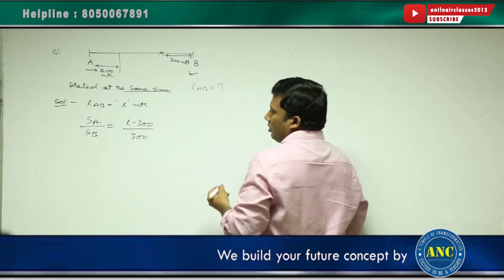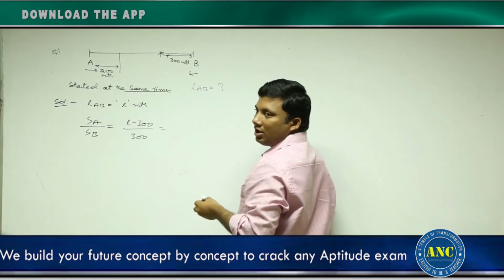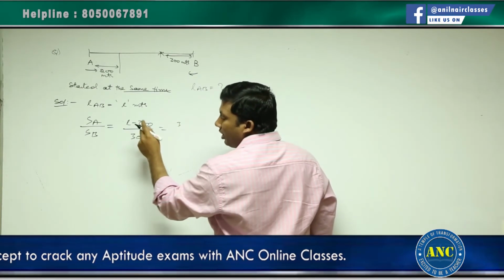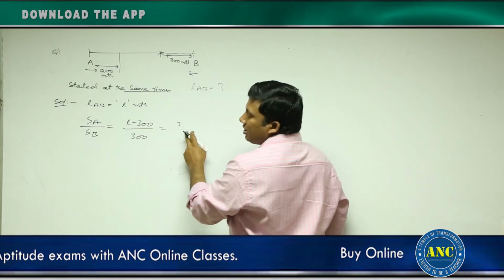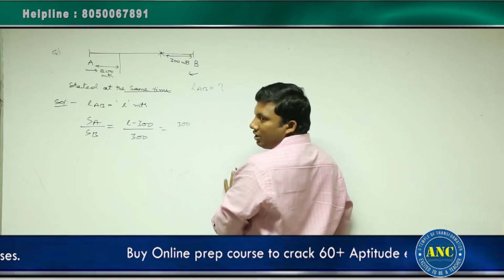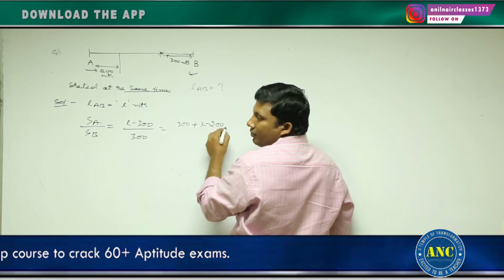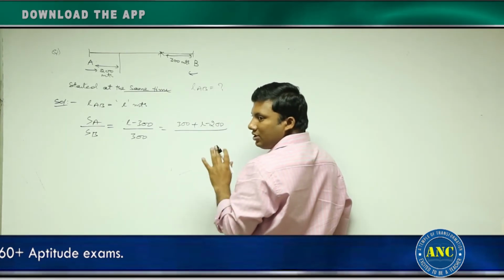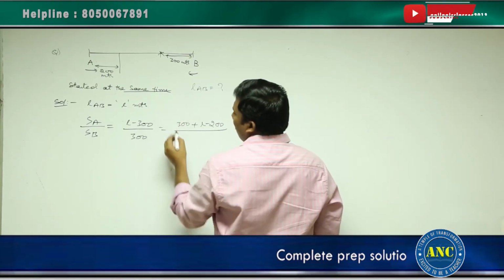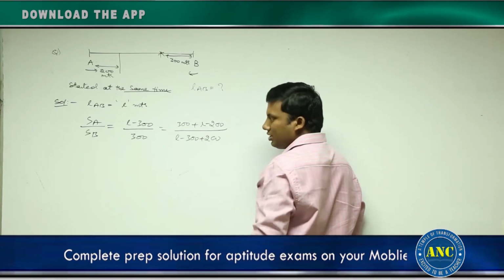Now, it is also equivalent to the distance from the first meeting point to the second meeting point. This is from the starting point till the first meeting point, and this is from the first meeting point till the second meeting point. From the first meeting point, A travels 300 plus L minus 200. B has travelled L minus 300 plus 200. Both are equated with SA by SB.